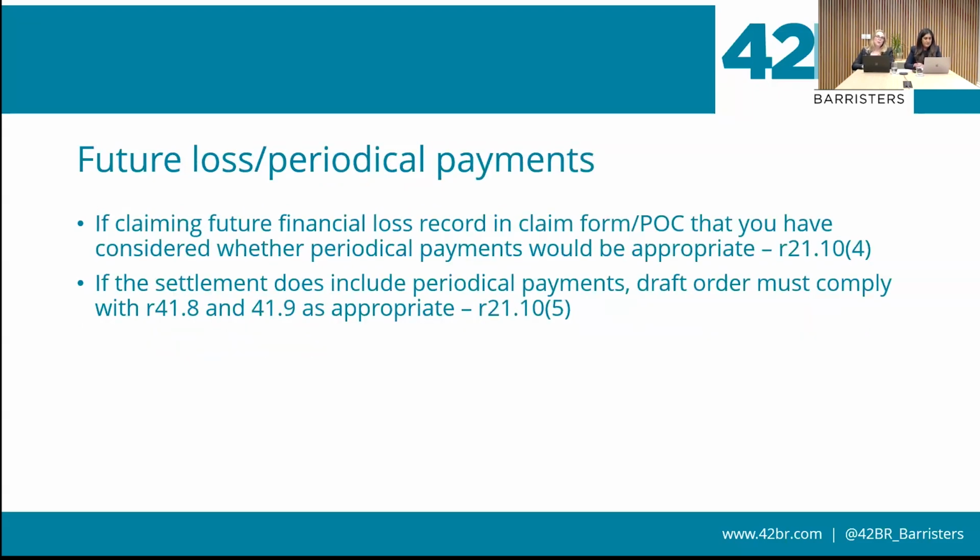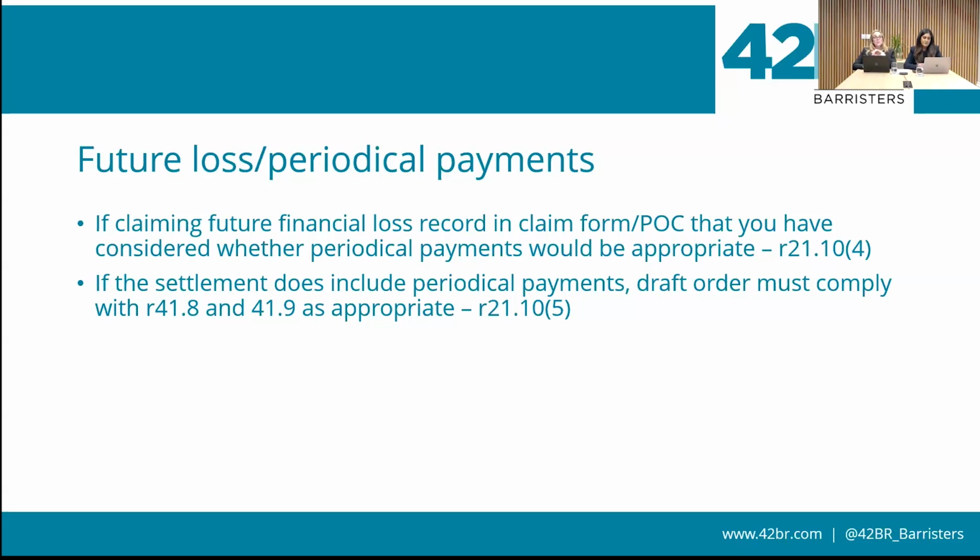So there are some special provisions that apply to certain types of cases. One is where future loss or periodical payments are being claimed. If you're claiming future financial loss, you have to record either in the body of the claim form or in the particulars of claim that you've considered whether periodical payments would be appropriate. That comes from Rule 21.10(4), and Krishma in a moment is going to talk through why one might apply for periodical payments rather than a lump sum.